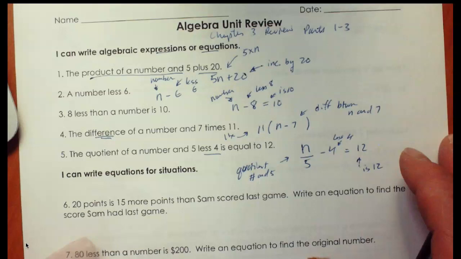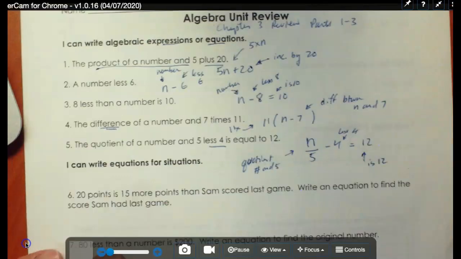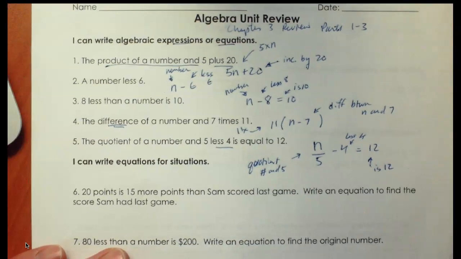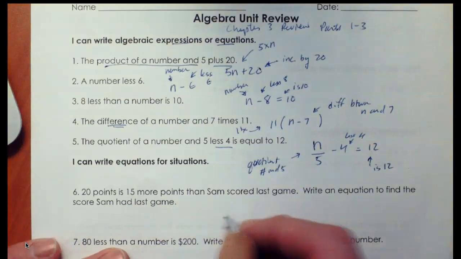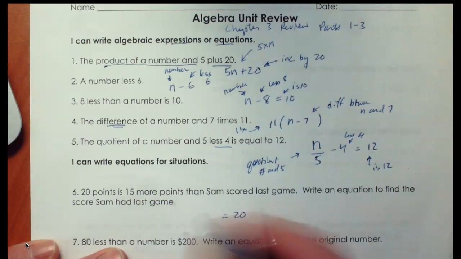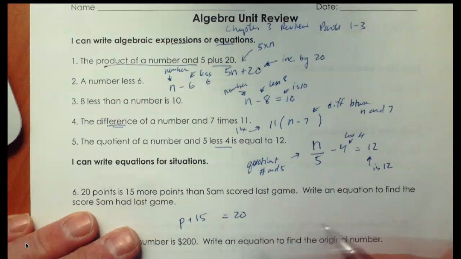Now you're writing equations for situations. 20 points is 15 more points than Sam scored last game. Write an equation to find out the score Sam had last game. All right, so we have to think about a variable here. Let's just use points. So we know that it's going to equal 20. So we can say that the points he had last game plus the 15 this game is equal to 20 points.